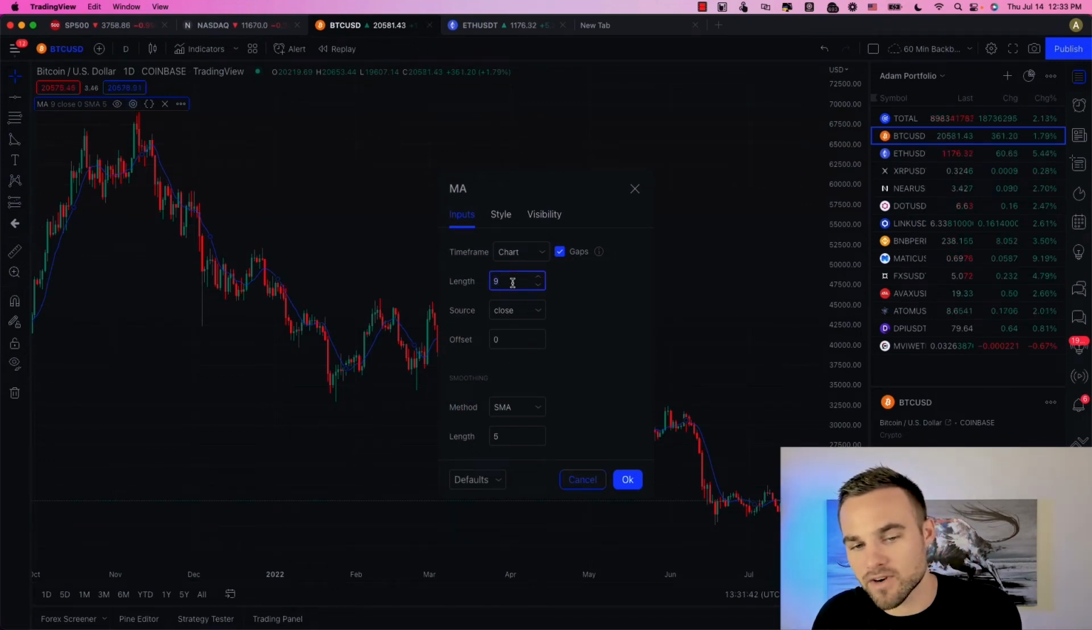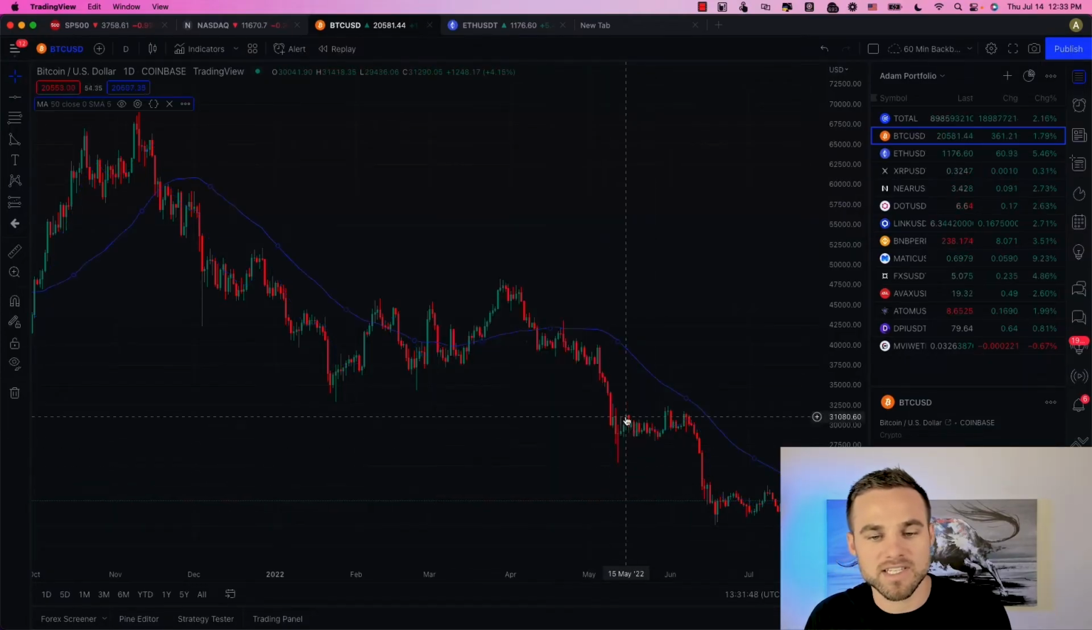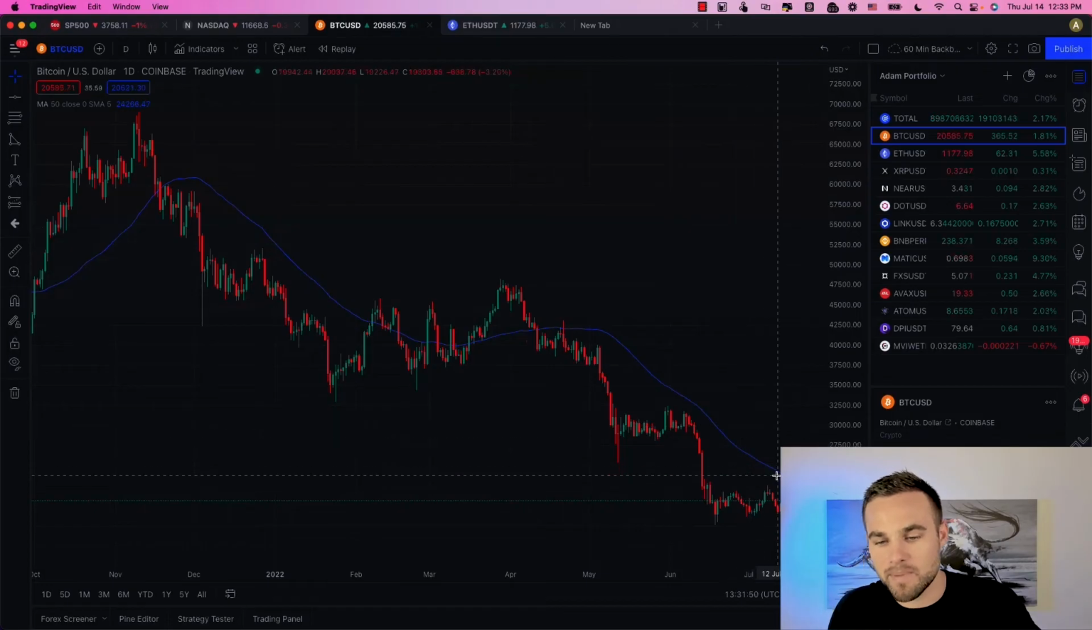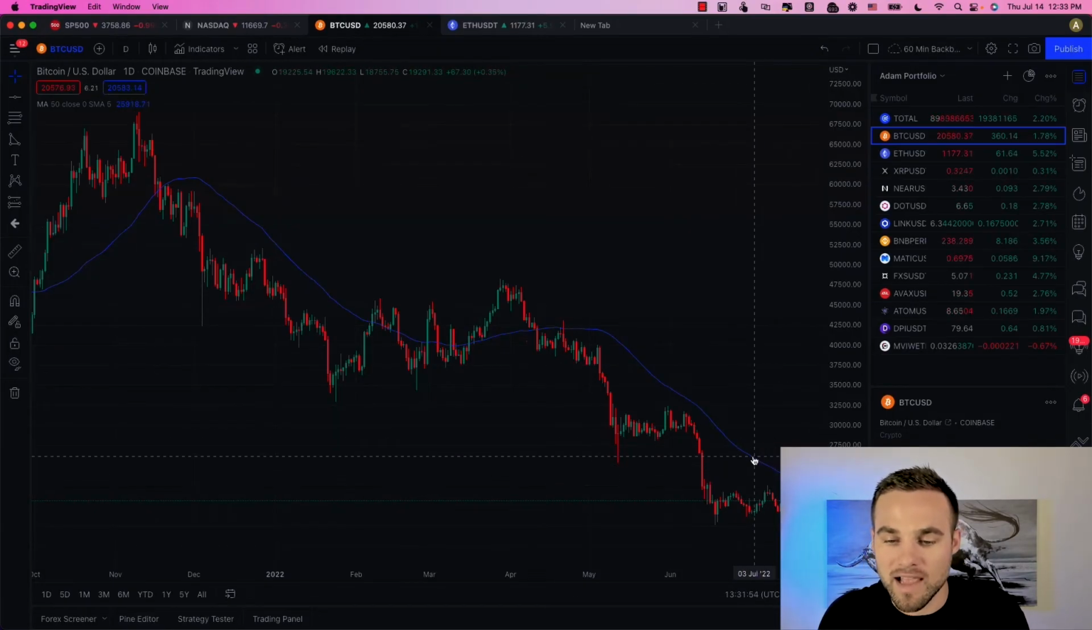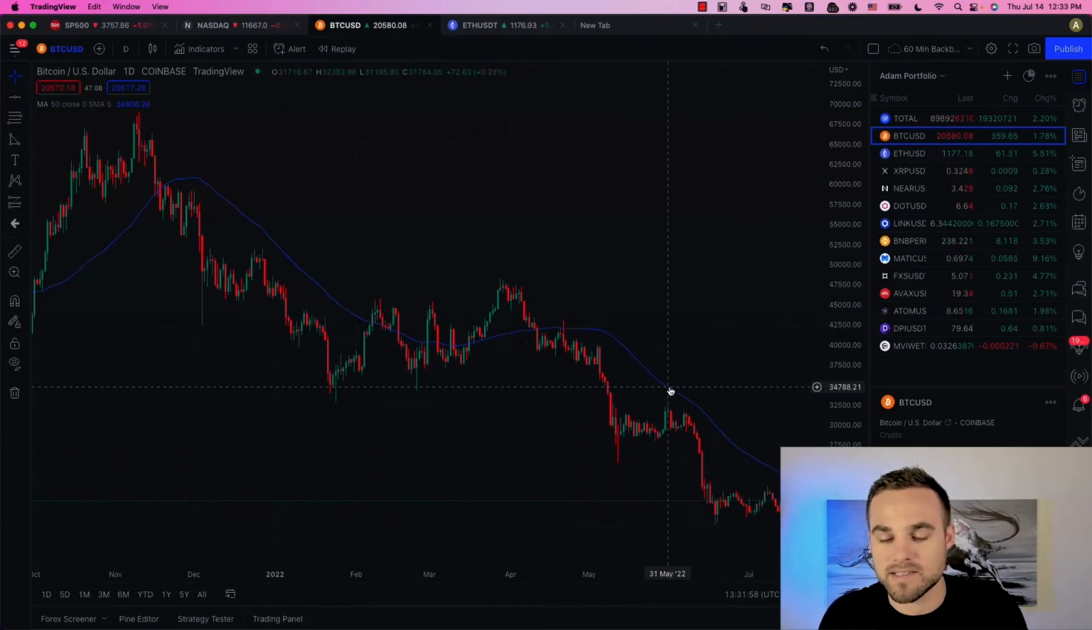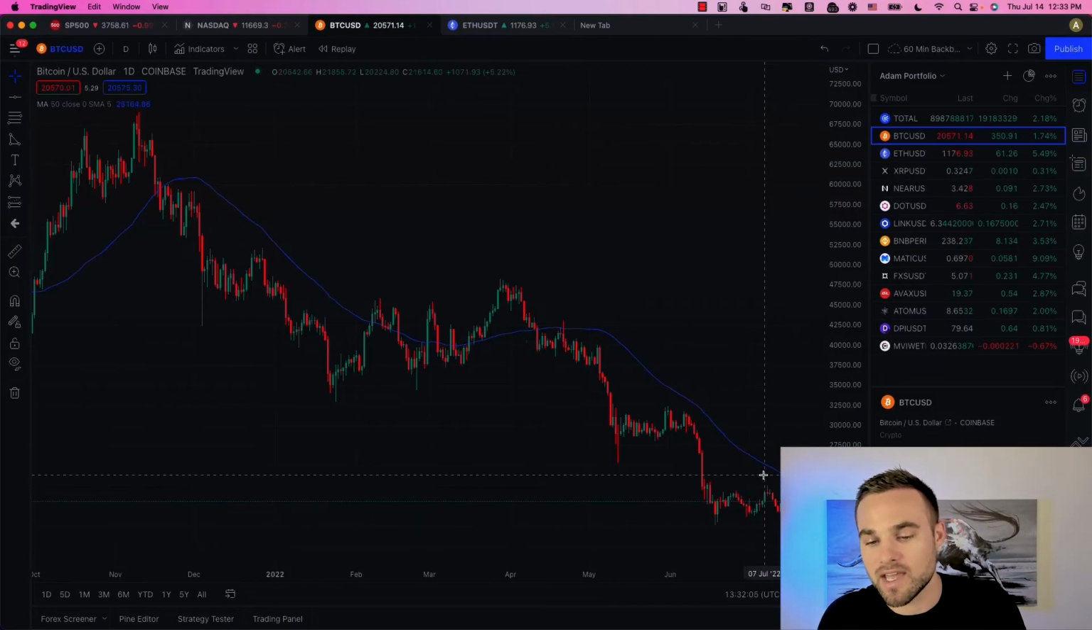I can say, for example, I want to use the 50 moving average. You're going to see that the line gets smoother. Basically, what this does is it takes the last 50 candles and plots them on a line like this. So it's taking into account this plot right here: what was the price of the 50 previous candles? And it plots it right here as an average for us.